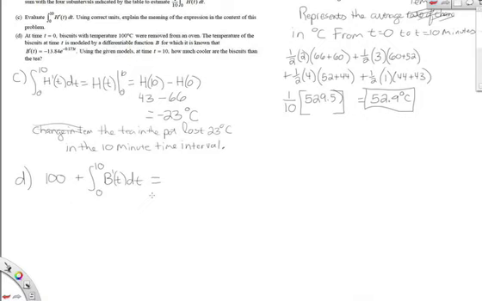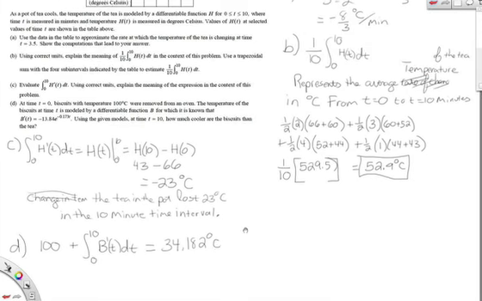Math 9, variables, y, function y1, x, comma 0, comma 10. Sure enough, it's a negative number. I'm going to add 100 to that. I get an answer of 34.182 degrees Celsius. So the question then asks, what's the difference in the temperature?